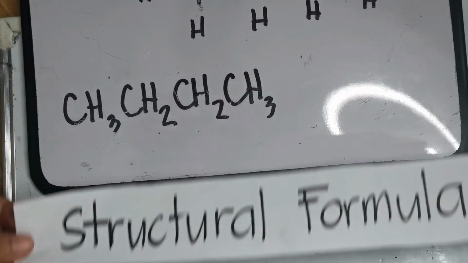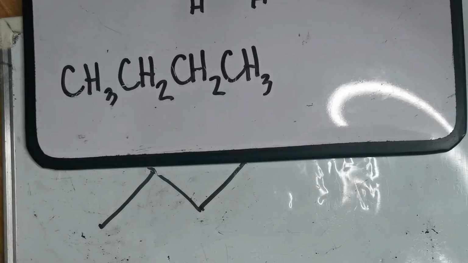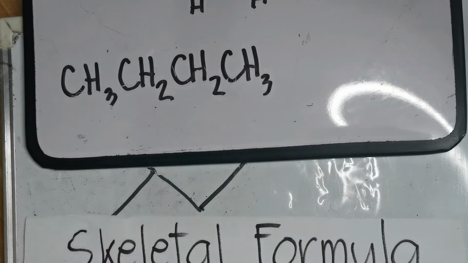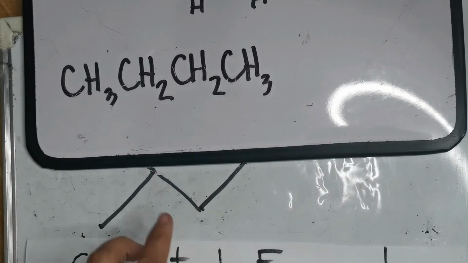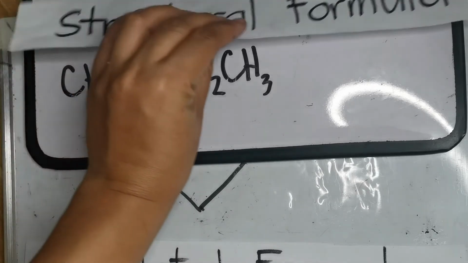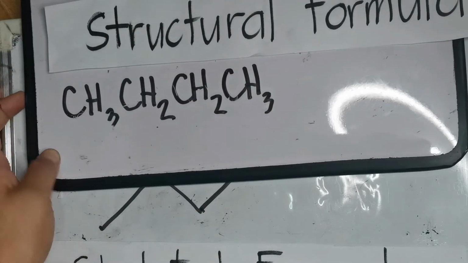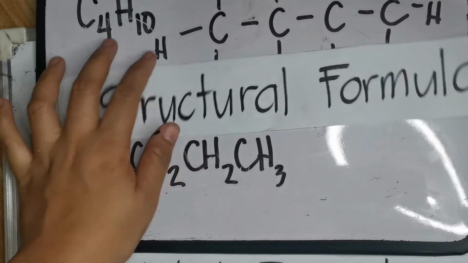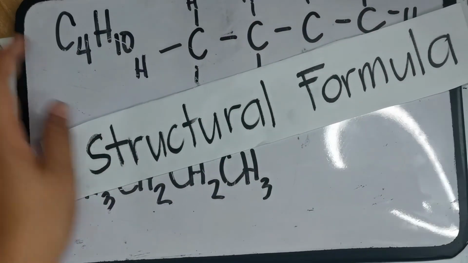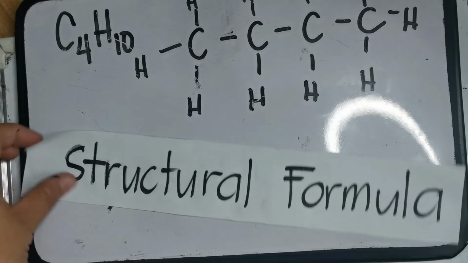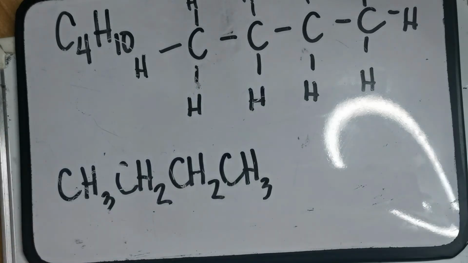So, pag structural formula is ganito. Pag skeletal formula, ganito, ganitong like skeletal. Pag structural formula is ito yung last time na pinagawa ko sa inyo, yung parang Lewis dot structure or Lewis structure kind. Yan. And the condensed formula structure is this one. Okay? So, clear po tayo.